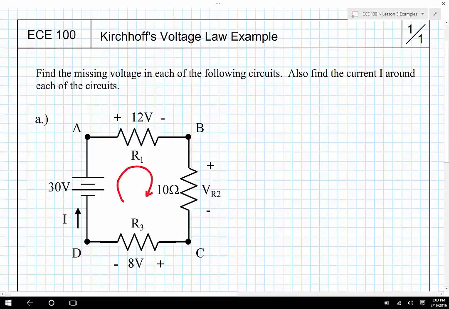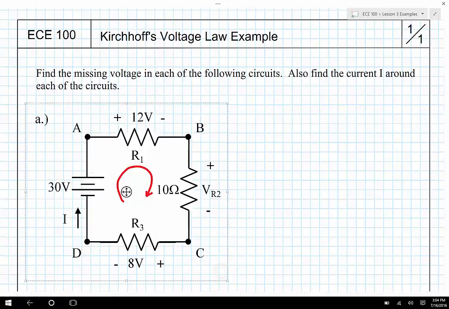Now, I like to go from the bottom left-hand corner. I like to go clockwise. Certainly that's not required by Kirchhoff's voltage law. It's just a personal convention that I have. So you can choose whatever convention you would like to use, but that's the one that I tend to use. So as I'm starting at point D and going vertically up toward point A, the first thing that I'm going to encounter is this voltage source.